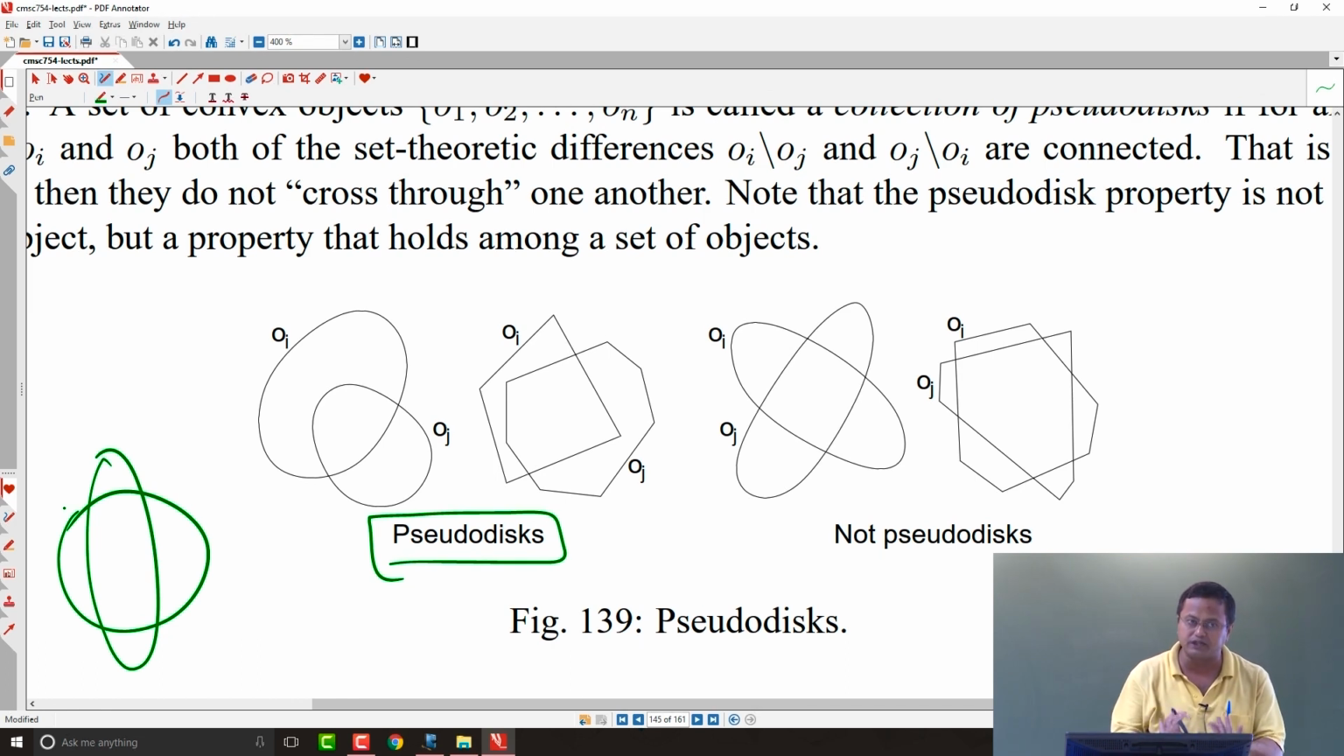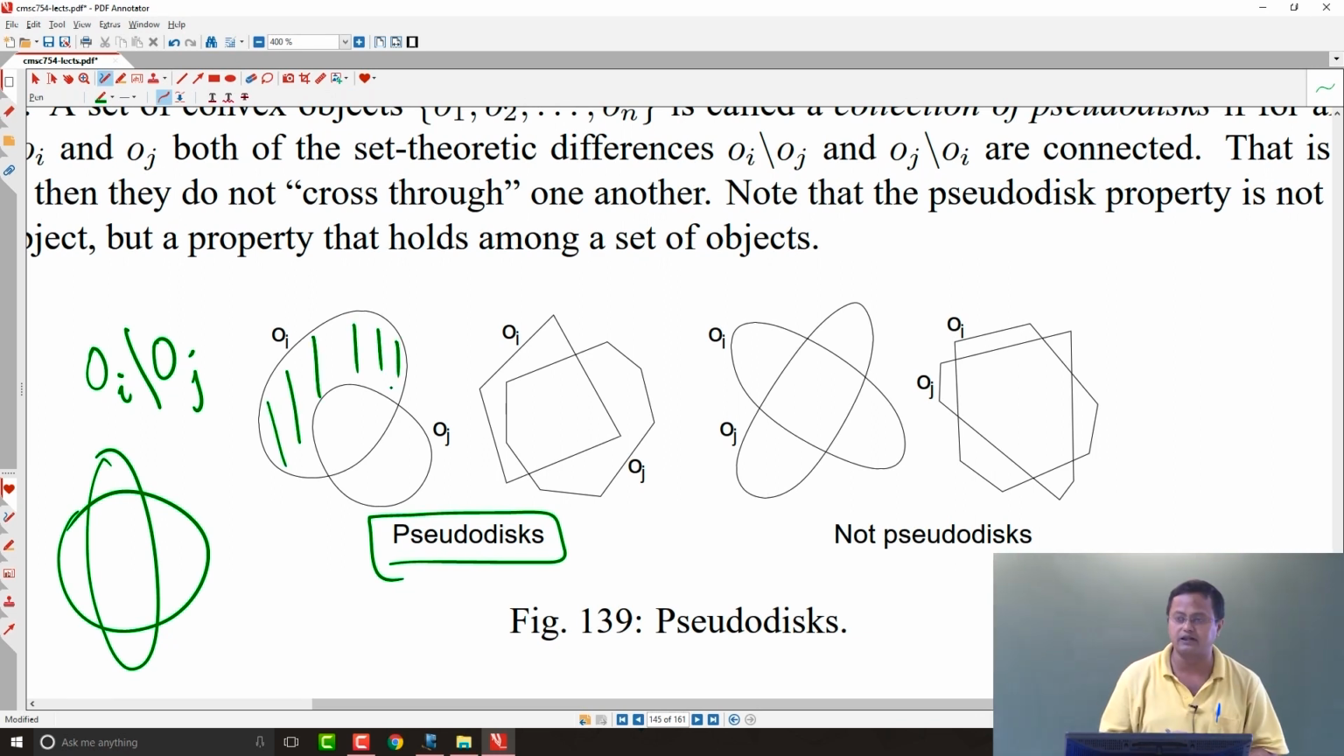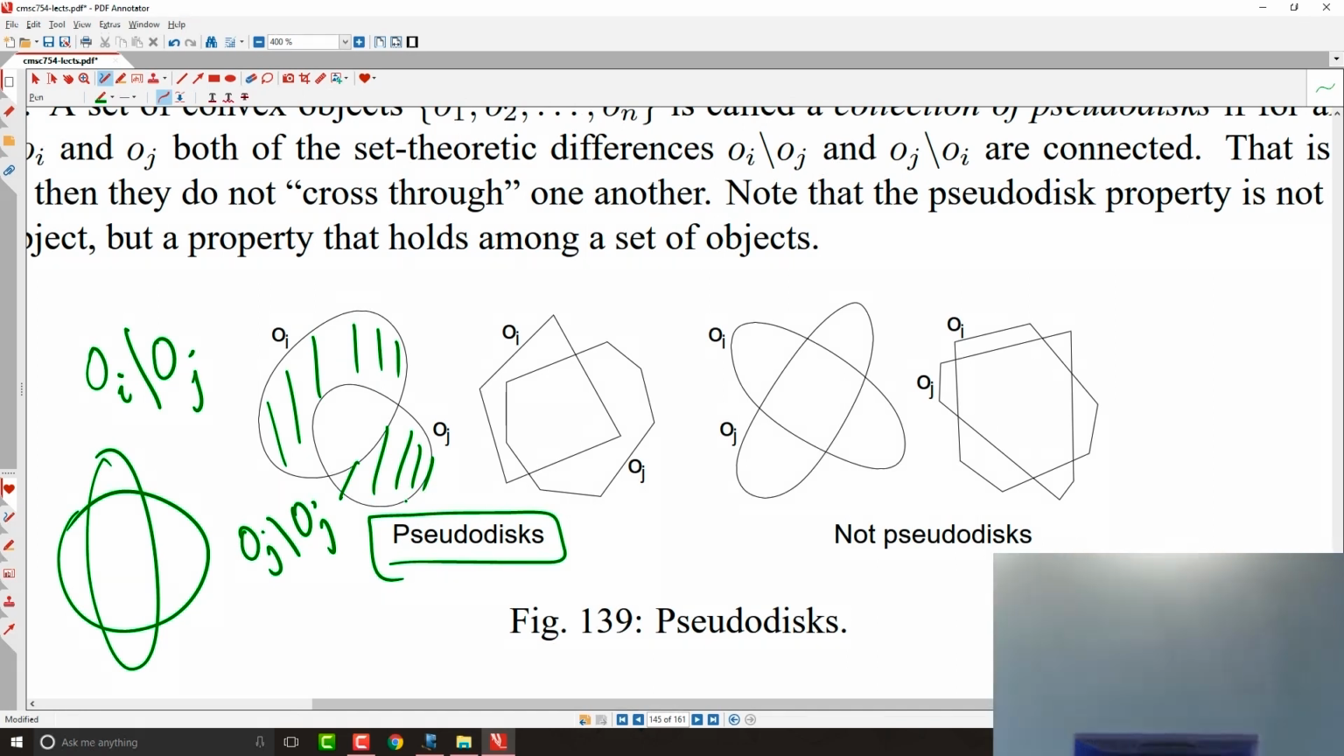So, you make this more precise by saying, you look at this set. So, this is this set, this would be connected, as well as if you look at these two sets, they should be connected. Then what I am doing is generalizing circles or convex bodies to something more restrictive by saying that we will have pseudo disks.